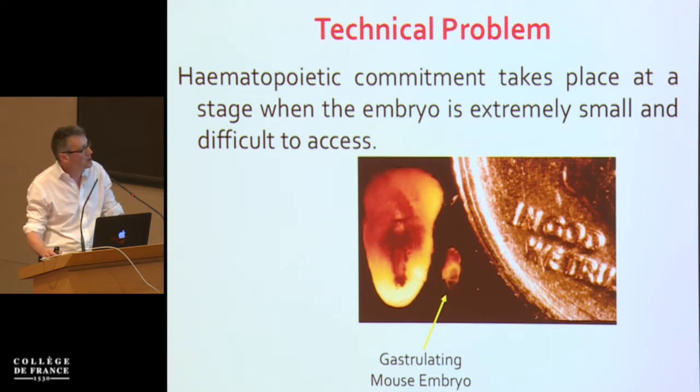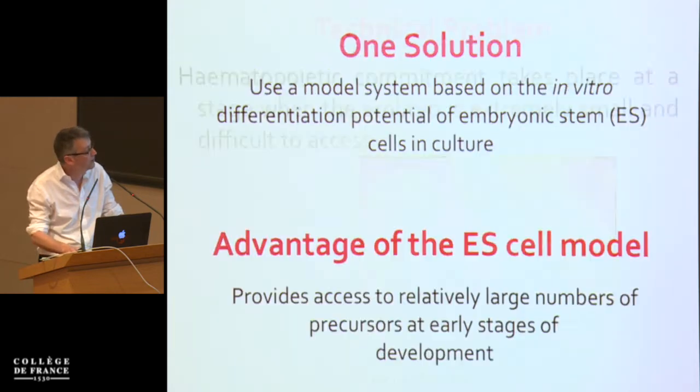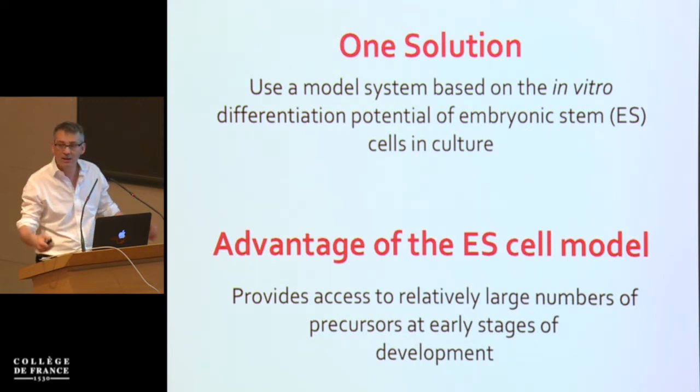And why is it so difficult to really work on this, to understand what's going on? Because if you want to work in this embryo, you're really limited by the amount of cells you can access, and it's difficult to study this. So what we've been using in the lab is embryonic stem cells as a model, and the beauty of this model is that it provides access to large numbers of cells at this early stage of differentiation.